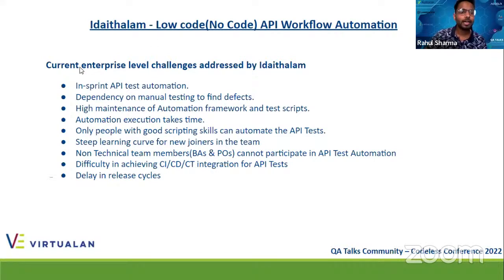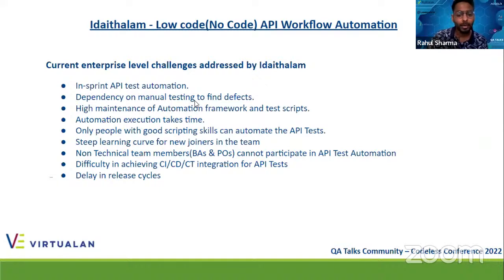So in this slide, I have mentioned the current enterprise level challenges which are being addressed by the tool, and I hope you would be able to relate to it. So in the current enterprise, the general challenges with API test automation are, so people are not able to perform in-sprint automation. This was the case in my scenario, so I have mentioned this.